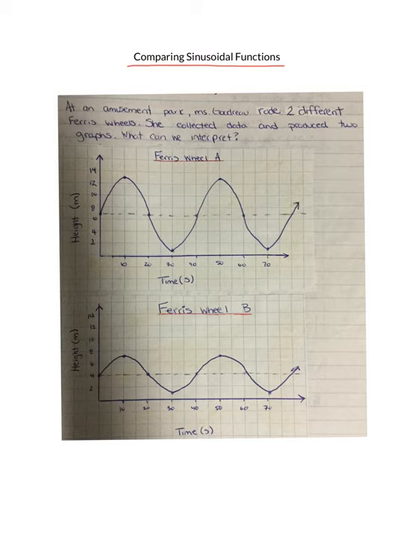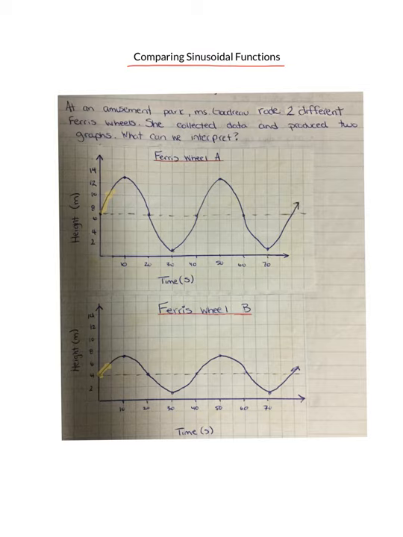What can we interpret? The first thing that I want you to notice is the general shape of these graphs. The shape of the graphs are both the same. They both start out at their middle points, and the first thing that they do is head up. So this is good. We don't really need to say anything when we're comparing that. The next thing that we're going to look at is the highest point and the lowest point.